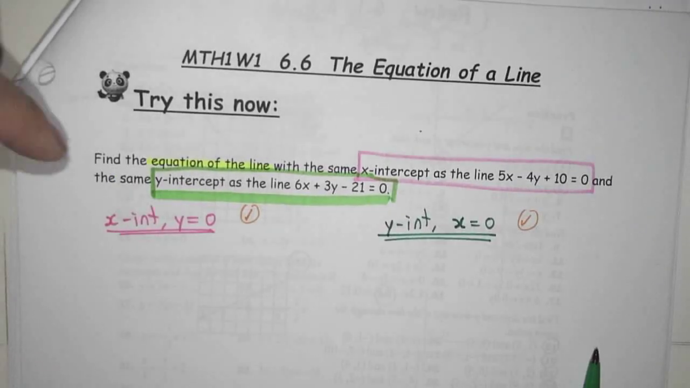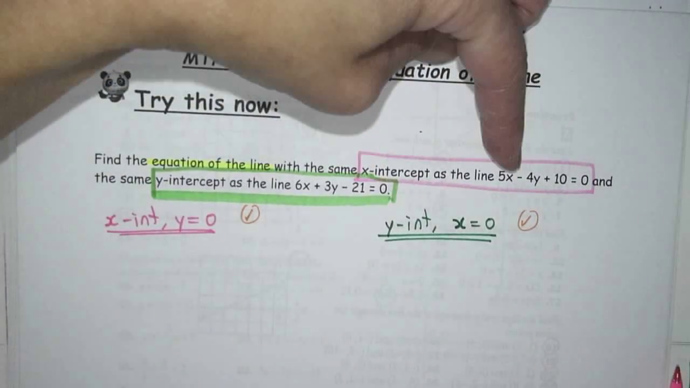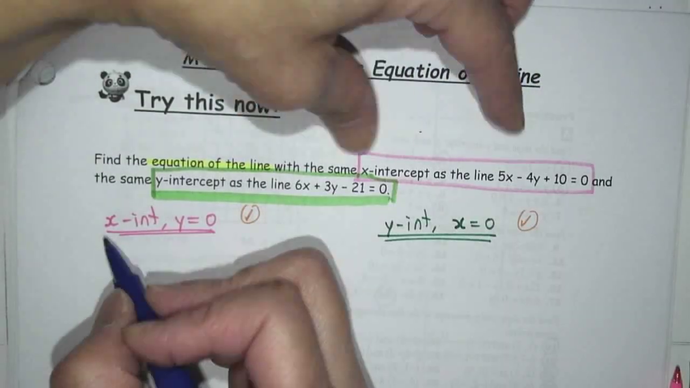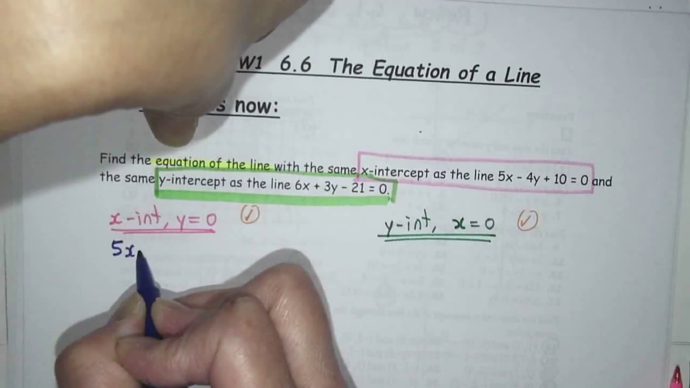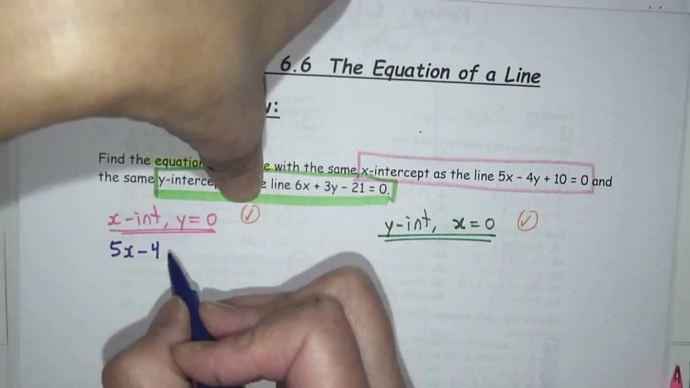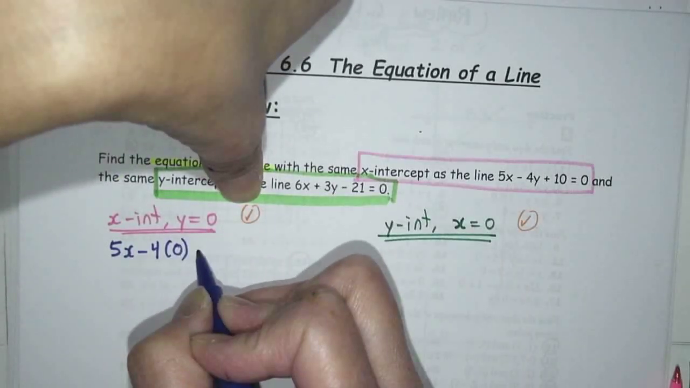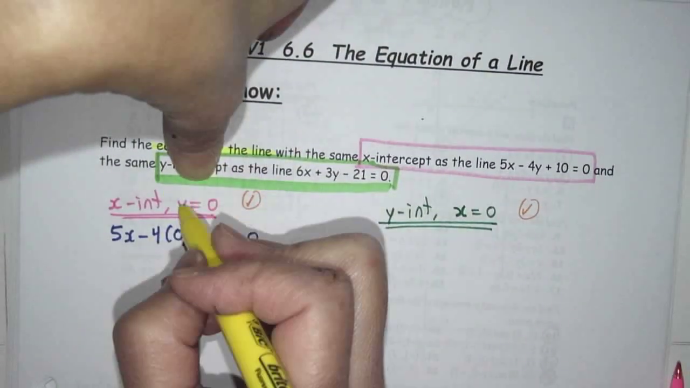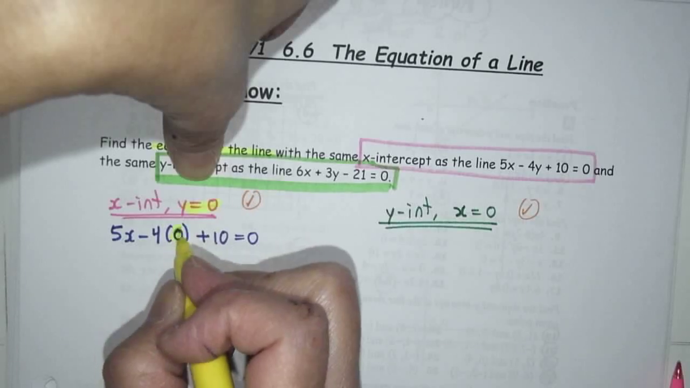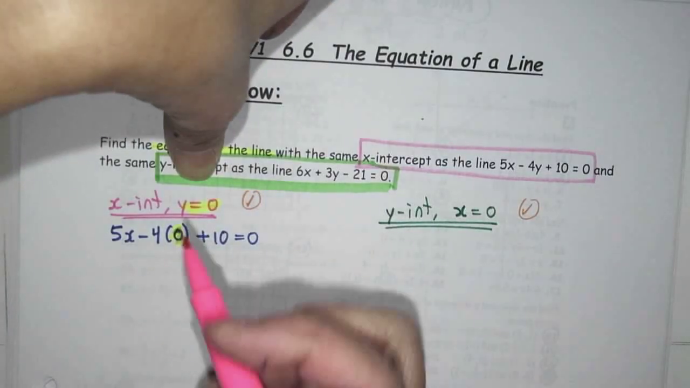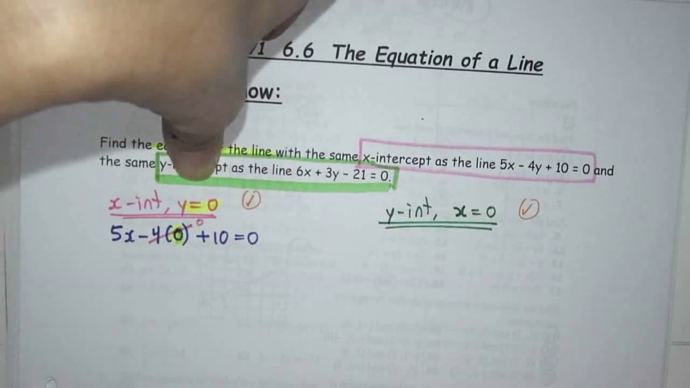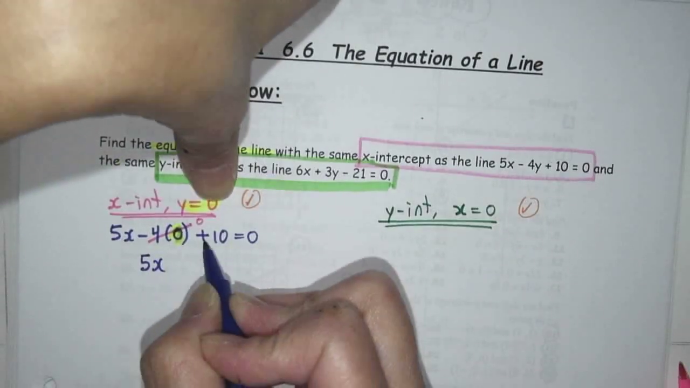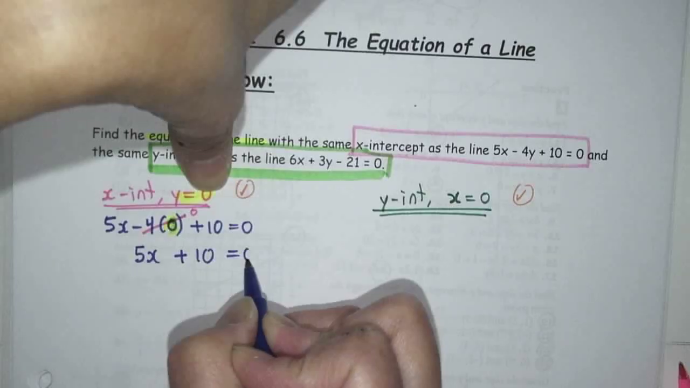We're going to take this and say x-intercept from this line. I'm going to sub 0 in wherever you see the y. So this will be 5x minus 4, y is 0, I'm just going to sub it in, plus 10 equals 0. This part here, 4 times y equals 0, you're going to cross that off because 0 times anything is 0, and you write down what's left over. So 5x plus 10 equals 0.